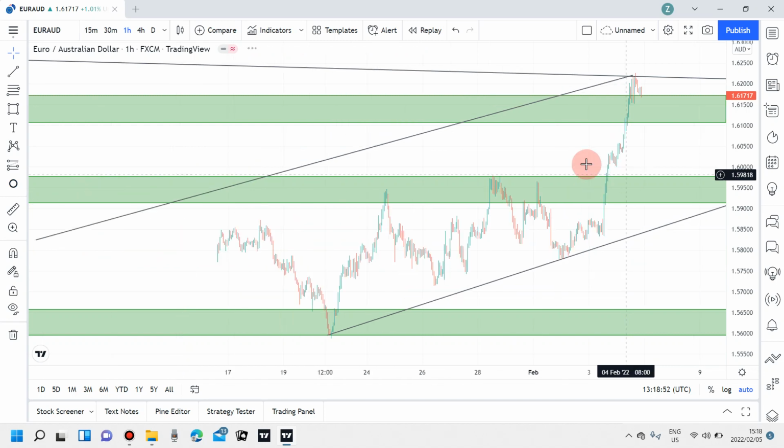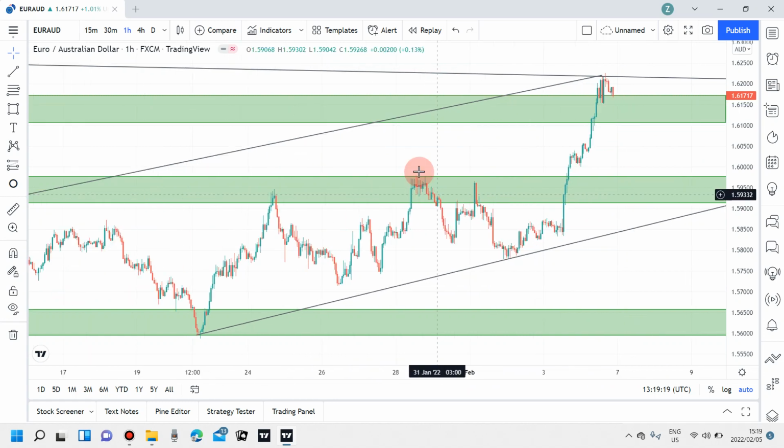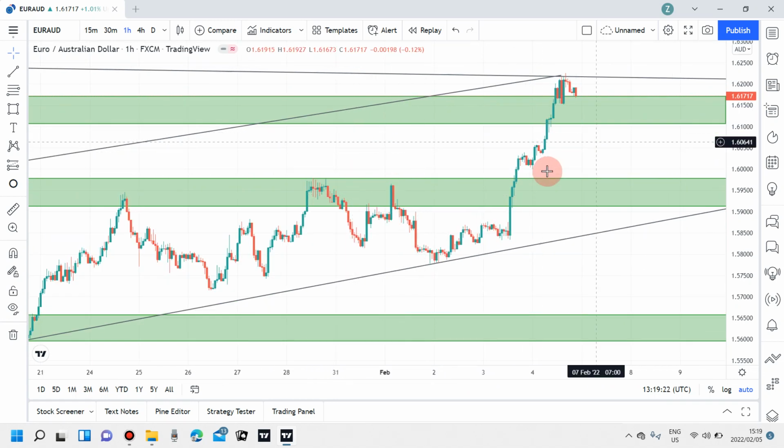So my first confirmation is that it touched my overall trend line, the downward diagonal resistance of the daily time frame, and it's touching this diagonal resistance of the 4-hour time frame. And my third confirmation is that it's a power move to the zone. So we would obviously try to find some type of pattern for us to enter our trade.